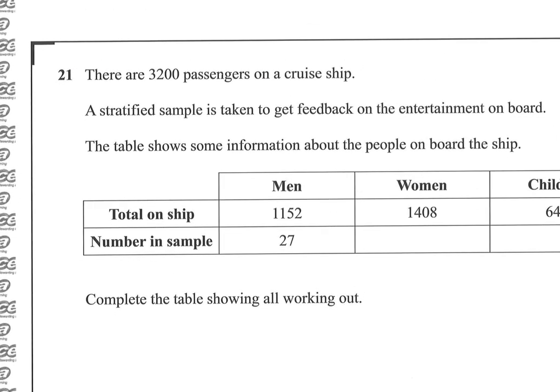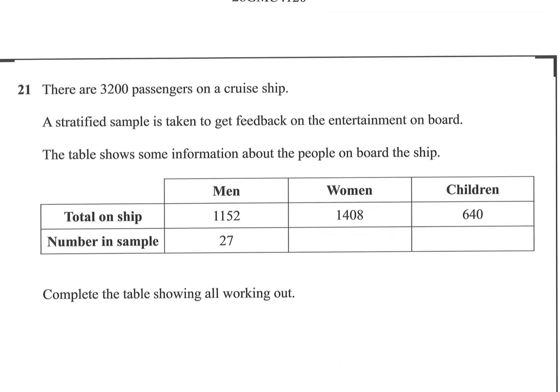Okay, next one is a stratified sample question. A wee bit different the way it's asked, this one's quite nice. It says there are 3,200 passengers on a cruise ship. A stratified sample is taken to get feedback on the entertainment on board. A table shows some information about the people on board the ship. So you've got the total number of men, total number of women, and total number of children. You've only got the number sampled of the men. So you've got to work out then the missing number of sampled women, and missing number of sampled children.